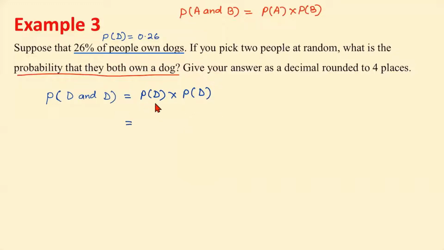So here, the probability that someone will have a dog is 0.26. So this will be 0.26 times 0.26. If we multiply these two using a calculator, the result will be 0.0676. That is the probability that both of them have a dog. Okay, that is example 3. Now it's time for example 4.